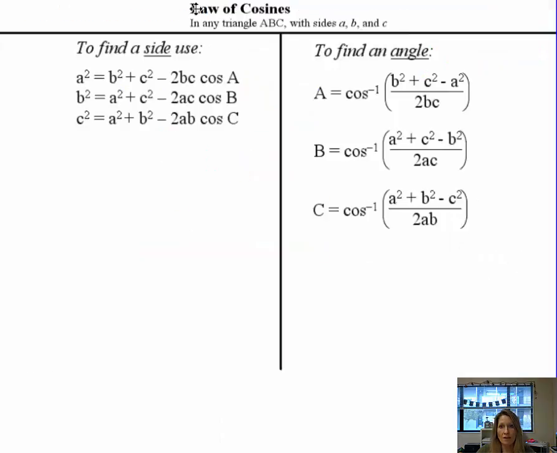You end up with a lot of matching pieces. What I mean by that is if you have side A by itself, that's going to correspond all the way over here to angle A. So in your formula, you'll always have something matching on either end. And the same holds true with our angle formulas. If you have angle A by itself, then the very last side length is the one being subtracted. Everything else is positive, except for the one that matches the corresponding side length.